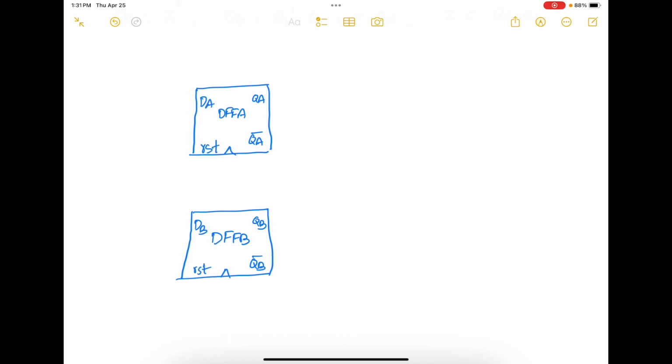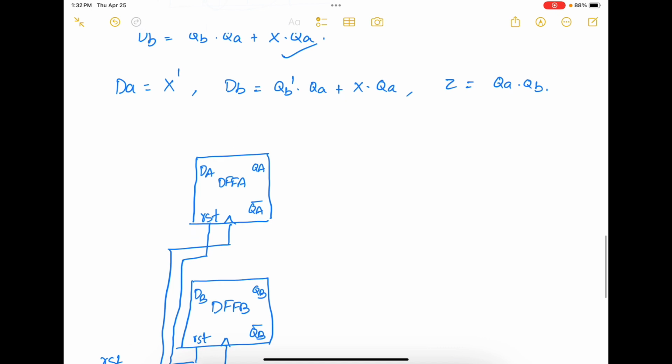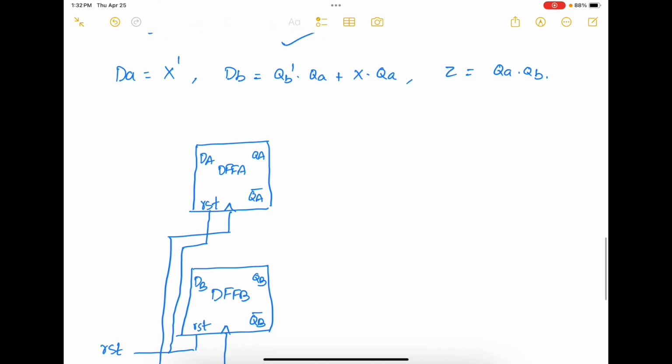So the clock signal is fed into both these ports. Same thing with reset. Reset is fed into this port and it is fed into this port here. So DA is x prime. So I can take x as my input, NOT it, and send it to DA.